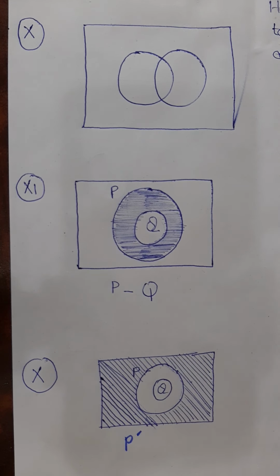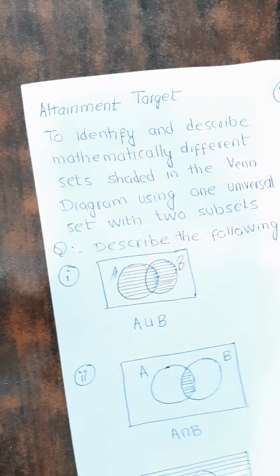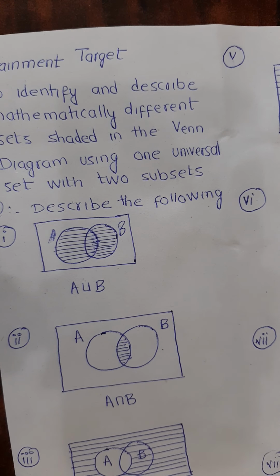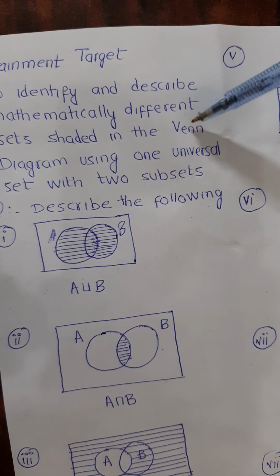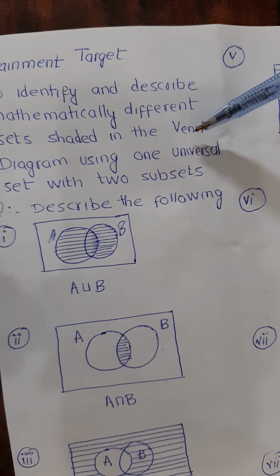So this was a general discussion about how to answer and how to describe mathematically different sets shaded in the Venn diagram.